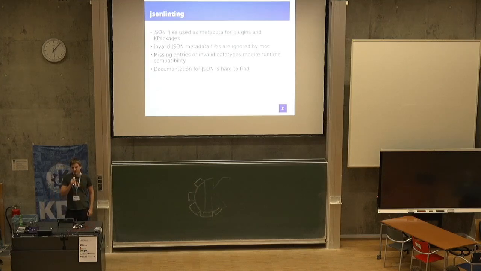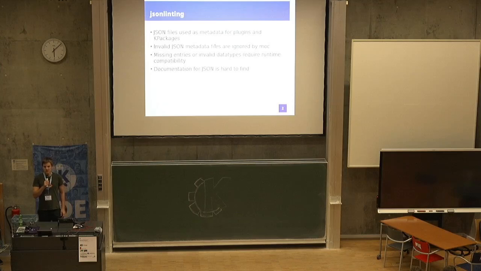And we also have, in KPlugin metadata, some logic to automatically correct some data types if one expects a Boolean, but a string is passed in. And that runtime compatibility is, of course, a bit ugly. And we have documentation for the JSON files in different places, but mostly in C++ API docs. And that is sometimes a bit hard to discover, especially when one combines multiple JSON schemas.